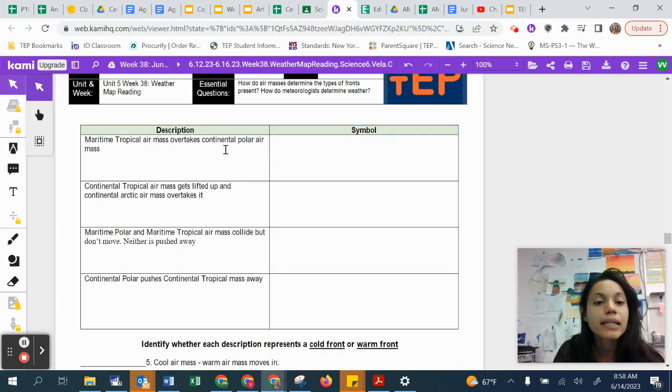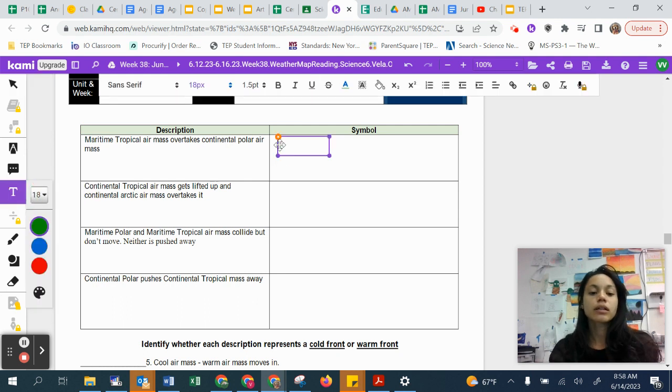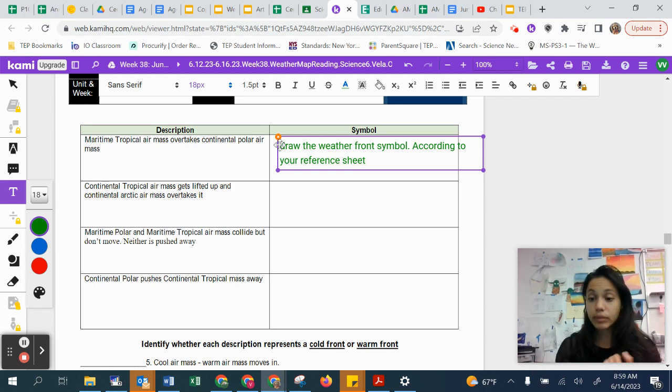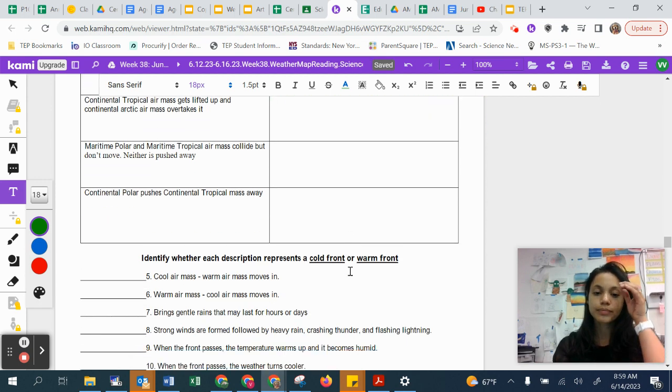Maritime tropical air mass overtakes the continental polar air mass. So what type of weather symbol would this be? I want you to draw it out. Draw the weather front symbol. Remember, according to your reference sheet, is it going to be occluded, stationary, cold, or warm? That's what you have to do for all of these.